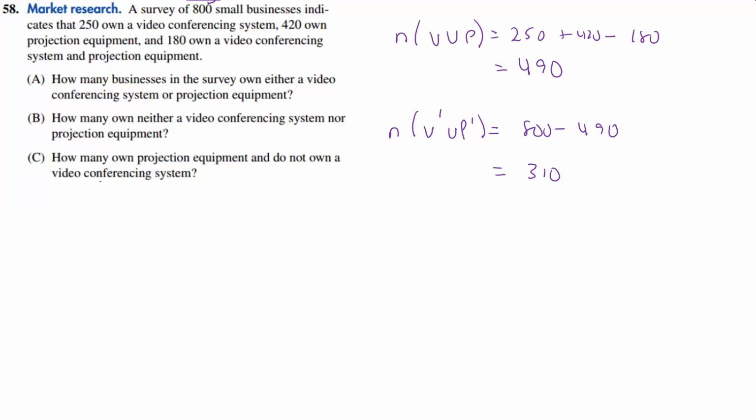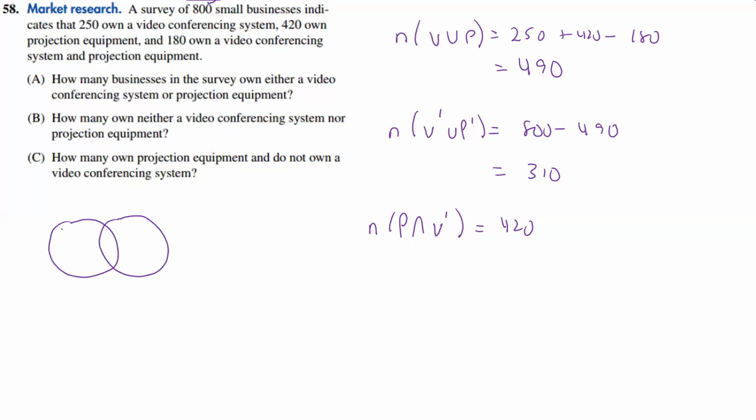Now the next one is how many own projection equipment and do not own a video conferencing system? All right. So projection is what? 420. So we want the number in P and V prime. And so that's going to be, well, the number in P we said was 420. And then those who don't own a video conferencing system. So maybe let's think about this. This might be a way to think about this here.